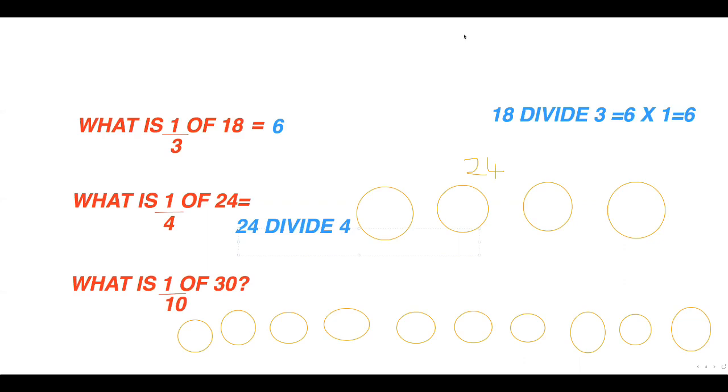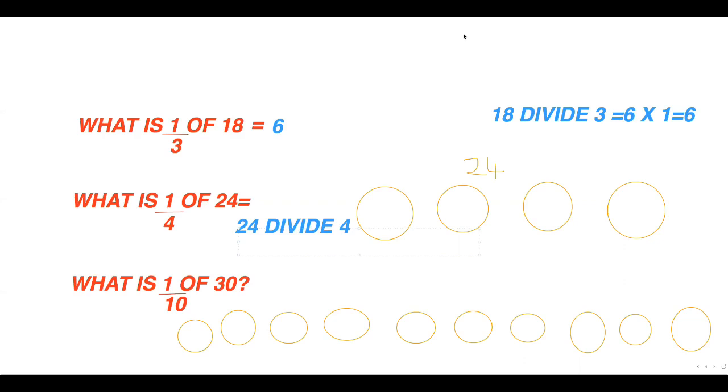So you've got 20, so you know how many you're sharing. You've got 4 circles and we're going to share it out. So we have 1, 2, 3, 4, 5, 6, 7, 8, 9, 10, 11, 12, 13, 14, 15, 16, 17, 18, 19, and 20.